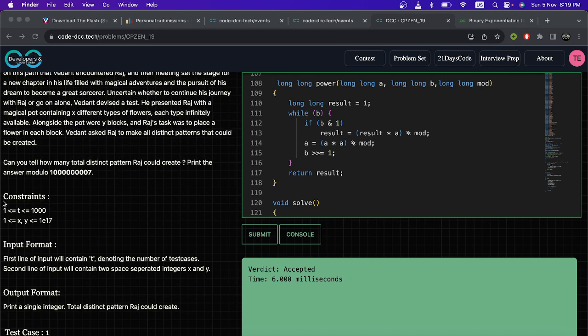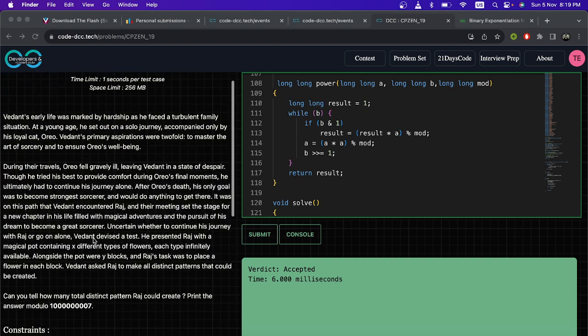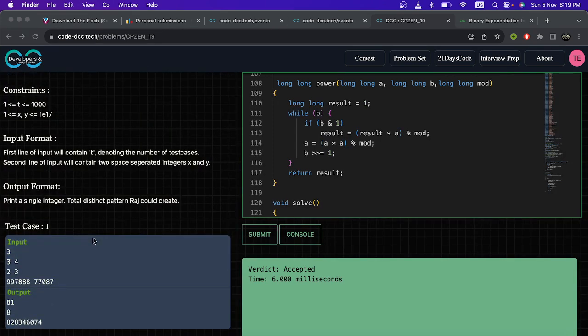And let's look at the constants. T is between 1 and 1000, but X and Y are between 1 and 10 power 17. So what would be the answer for this one? Think of the answer. Let's look at the input while you think. So the input is 3, 3 4, 2 3. So what is the answer for 3 4? It is 81. For 2 3, it is 8. So how is it coming?